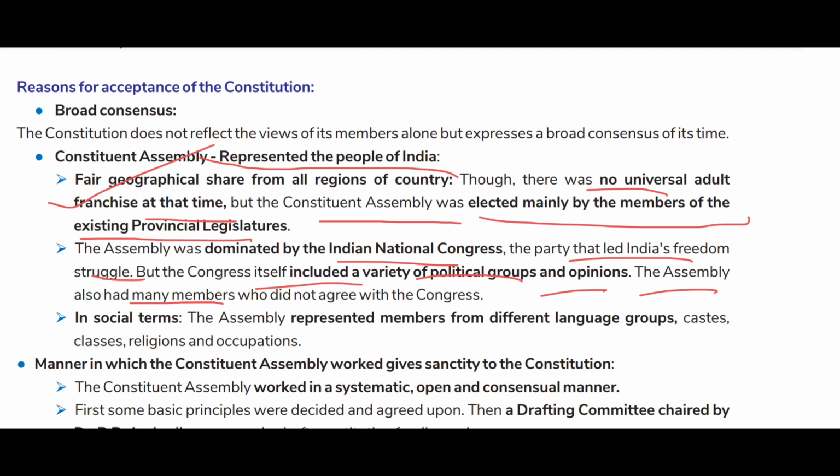The Assembly also had many members who did not agree with the Congress. In social terms, the Assembly represented members from different languages, groups, castes, classes, religions, and occupations. The manner in which the Constituent Assembly worked gives sanctity to the Constitution.